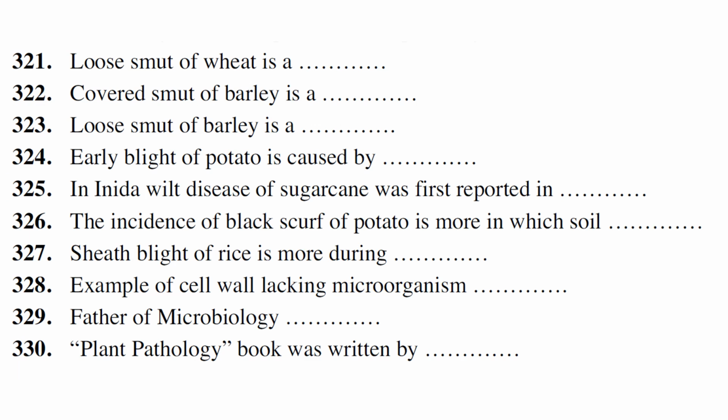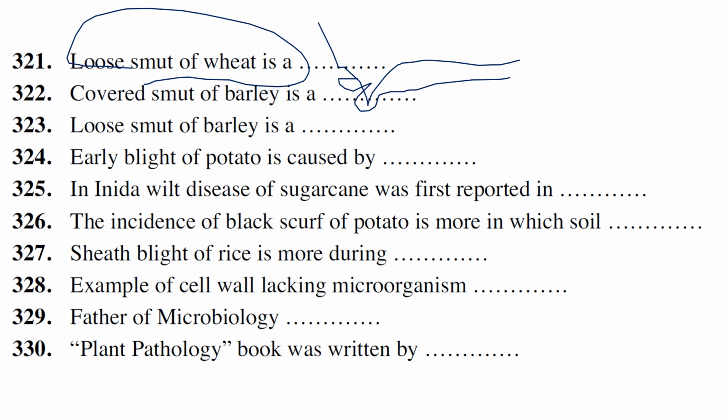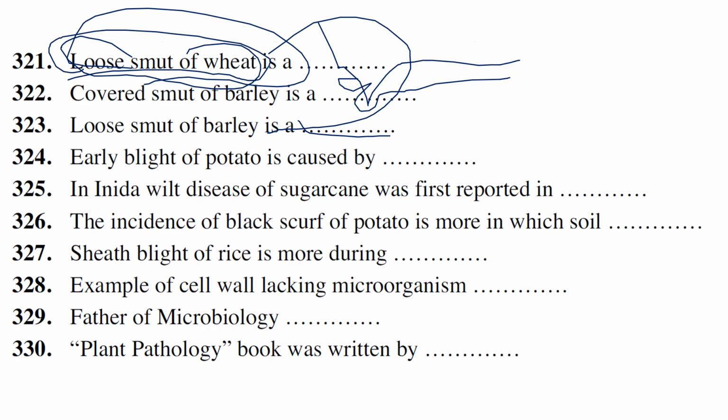The next one is loose smut of wheat. They generally ask whether the loose smut of wheat is internally or externally seed borne. Wheat loose smut is the best example for an internally seed borne pathogen. Covered smut of barley is an externally seed borne pathogen. Loose smut of barley is an internally seed borne pathogen. Loose smut of wheat and barley are the best examples for internally seed borne pathogens, but the majority of the remaining plant pathogens are externally seed borne. A couple of others may be there, but the repeatedly asked question is whether loose smut of wheat is internally or externally seed borne. Internally seed borne. Okay, early blight of potato is caused by Alternaria solani and also Alternaria alternata.